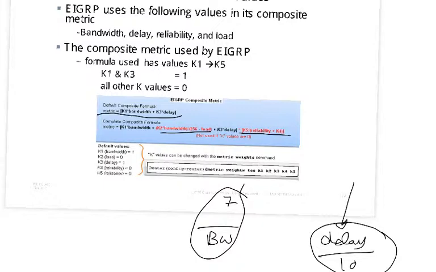So the administrator can set the weights for K2, K4, and K5 according to the application. And of course, as you can see, the metric gets even more complicated, because K2 here is multiplied by the bandwidth and divided by 256 minus the load. So we don't have to get to these complications. The default mode is enough for us. So these are the default values for the default mode. K1 is 1, K2 is 0, K3 is 1, K4 and K5 are 0.